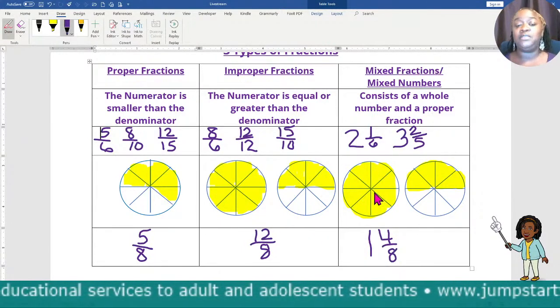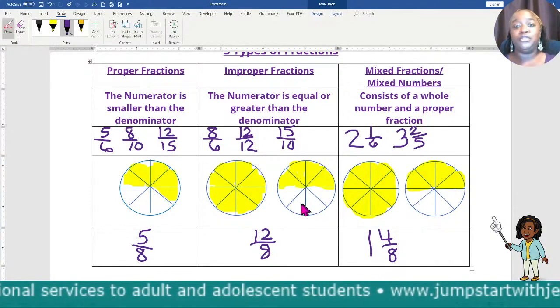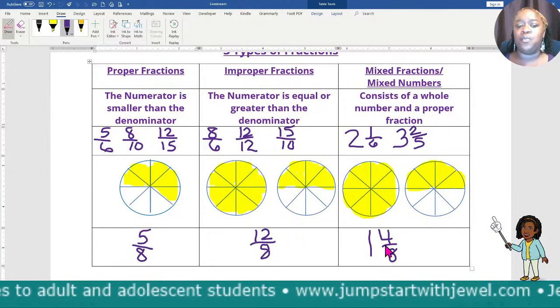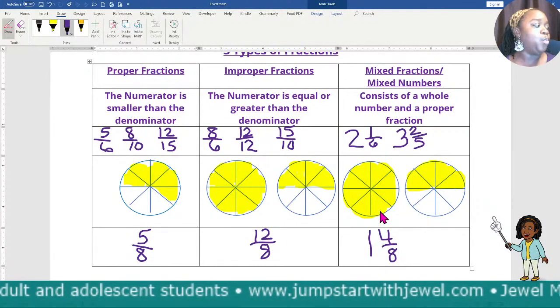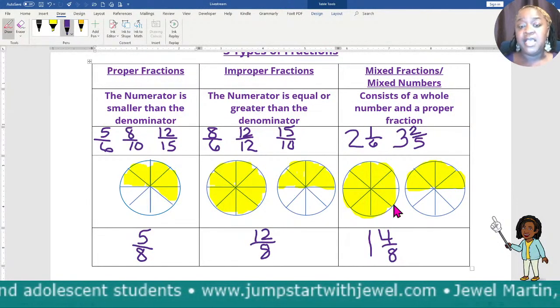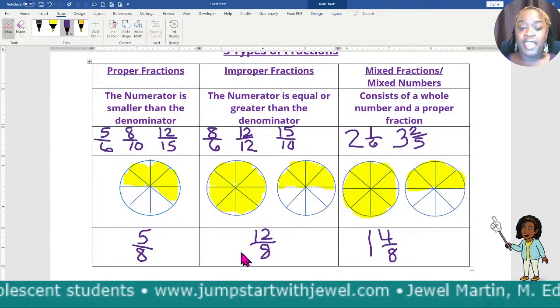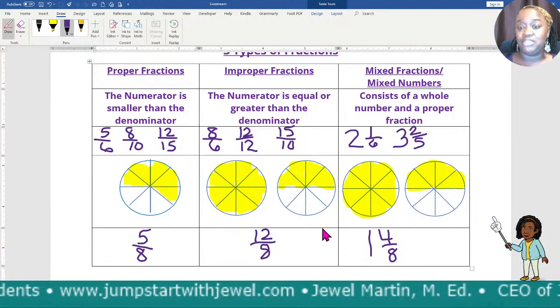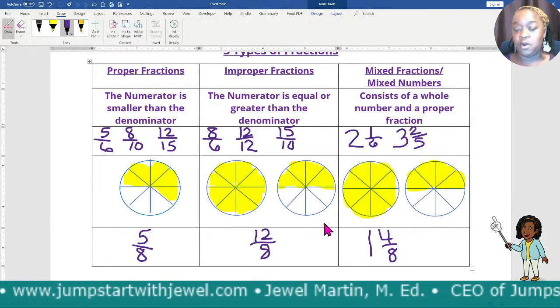Now, if you did not have a picture to look at to decide, okay, how does she get 1 4/8, what you would do would be division. Division is the way that you transform the improper fraction into a mixed fraction or mixed number.